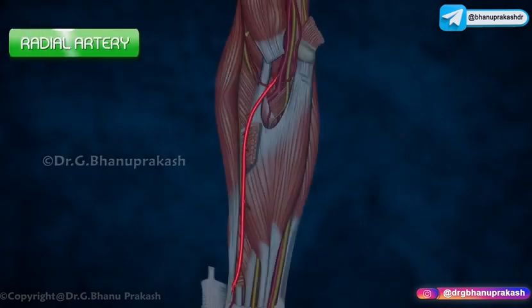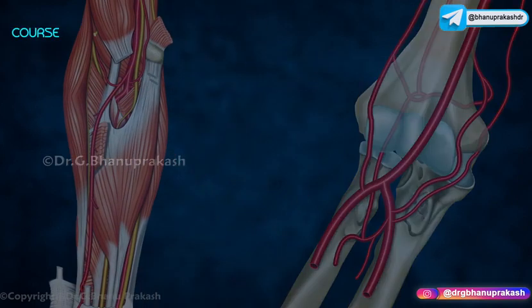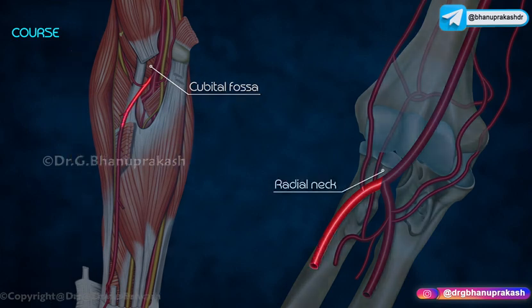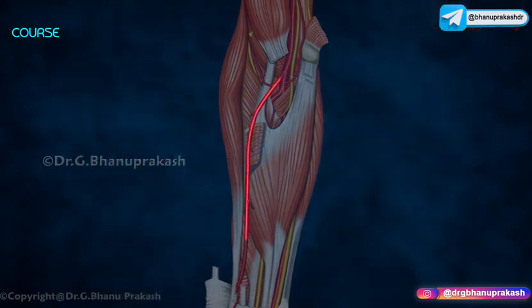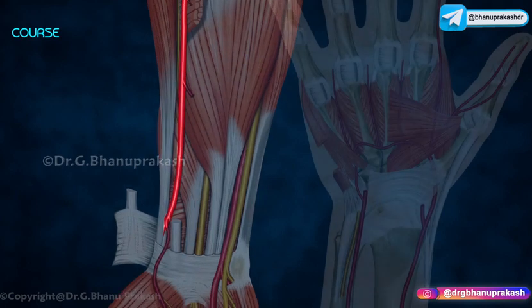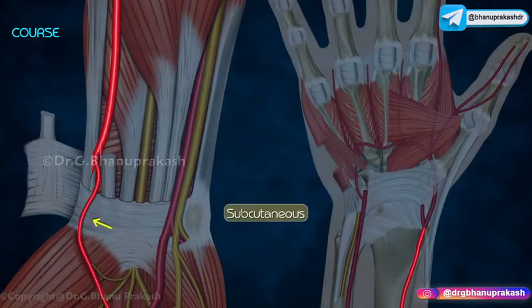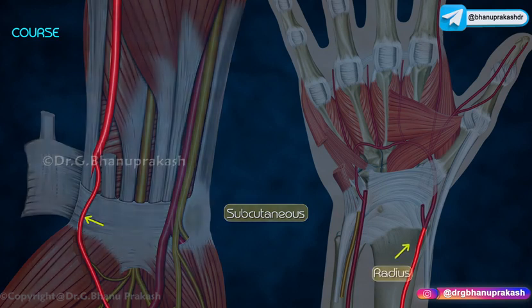Radial artery. The radial artery is a terminal branch of the brachial artery. Course. It arises in the cubital fossa at the level of the radial neck. It descends towards the wrist with a lateral convexity. It first lies beneath the brachioradialis. Near the wrist, it is subcutaneous and lies on the anterior surface of the lower part of the radius.